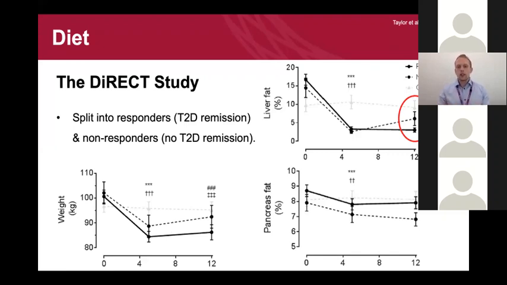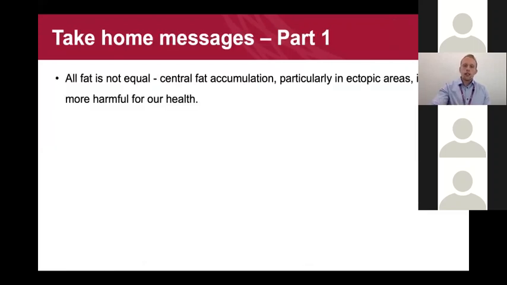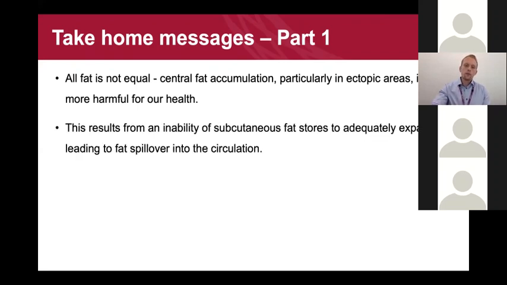So obviously weight loss is an important factor in this. So the take-home messages from part 1 really are in keeping with the title of the lecture. All fat is not equal. So central fat accumulation, particularly in ectopic areas, is more harmful for our health. And this results from an inability of our subcutaneous fat stores to adequately expand, which leads to a fat spillover into our circulation and subsequent delivery to those areas not designed for mass lipid storage.